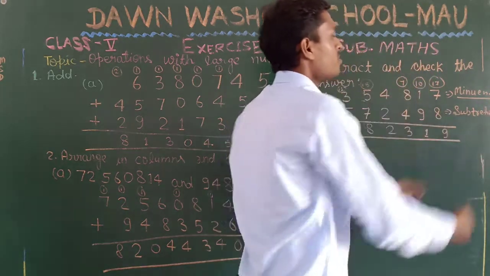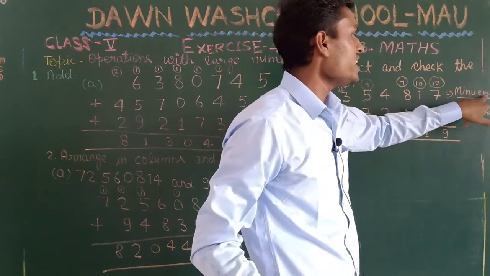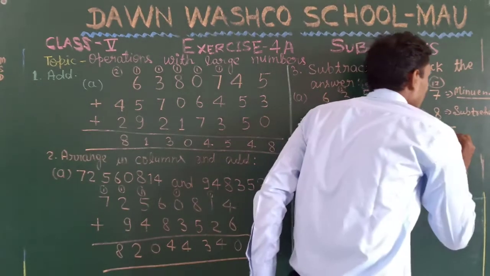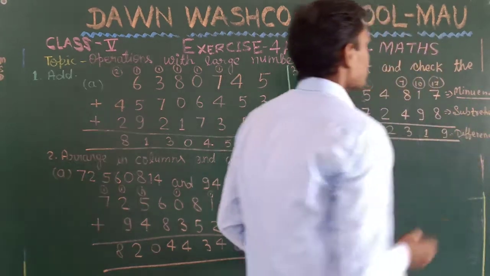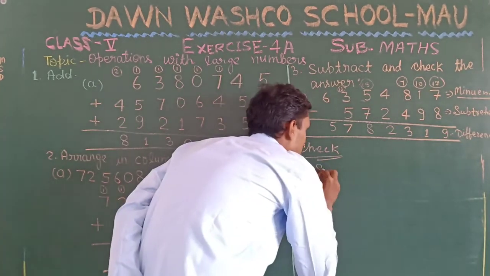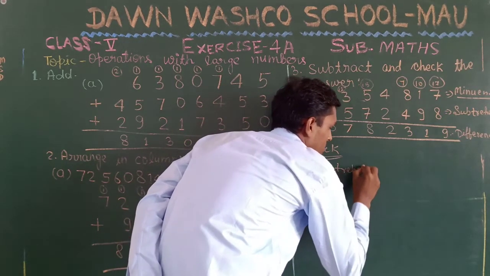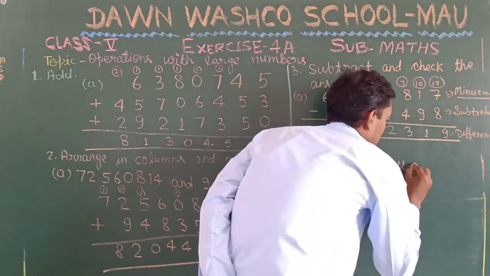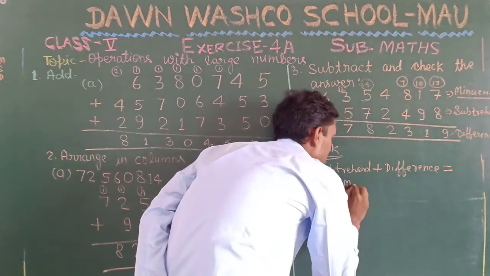If this is not visible clearly, you can find it in your books also. And this is minuend. This is subtrahend. And this is difference. Okay, so to check, what we need to do, we will add the subtrahend and difference. And the sum of difference and subtrahend should be equal to minuend.